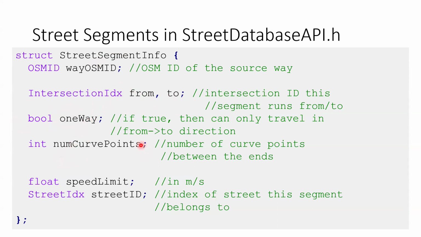The number of curve points is used for drawings, and you need to read through that later because this is not relevant to the function we're looking at. Then there's the speed limit and the street ID that this street segment belongs to.